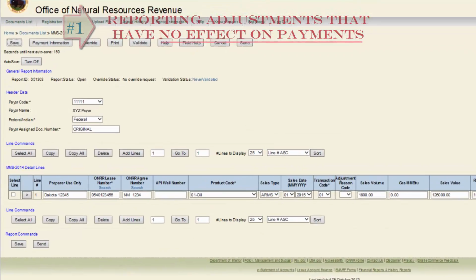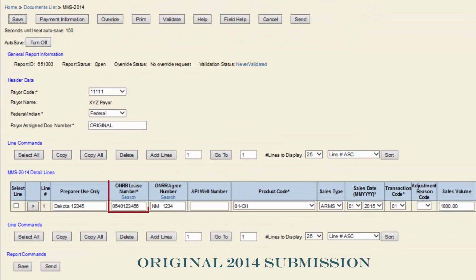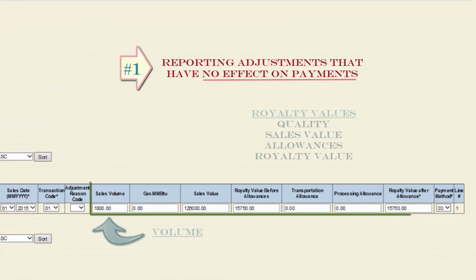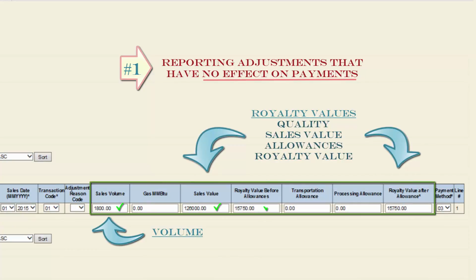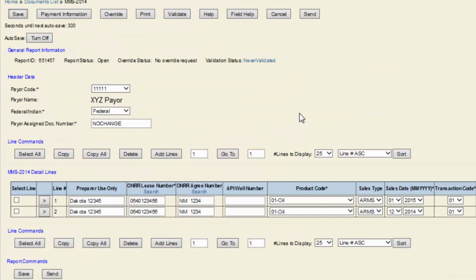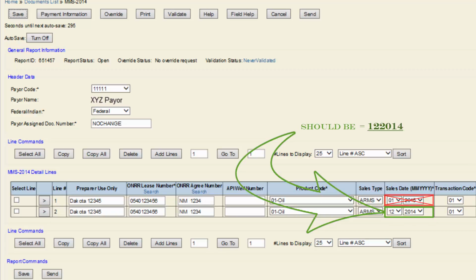In this scenario, you most likely reported the lease and/or agreement number, product code, sales type code, sales month and year incorrectly, but correctly reported your sales volumes and royalty values. Here's an example. Let's say your original line used a sales date of January 2015, but it should have been December 2014.